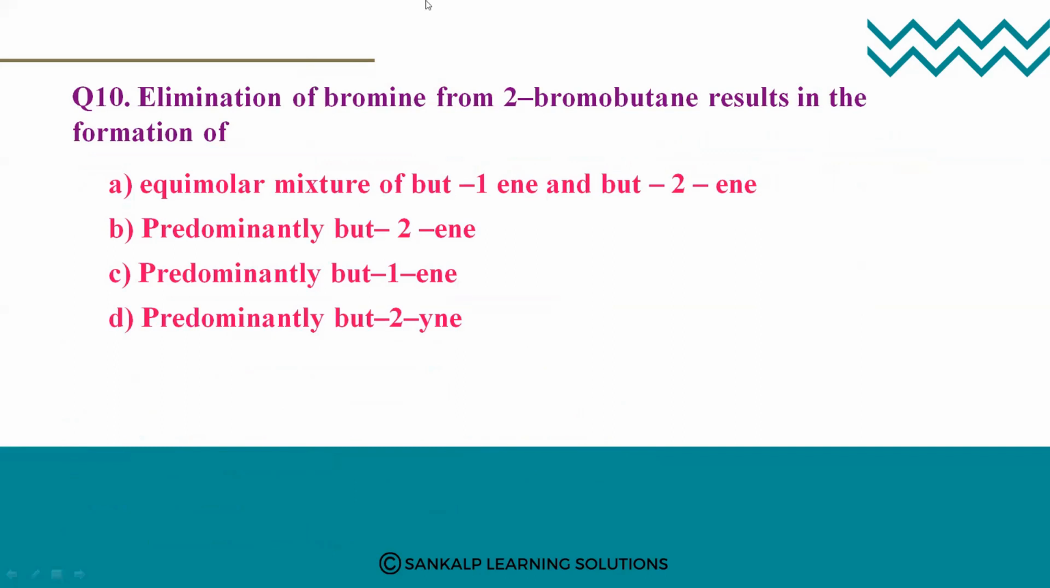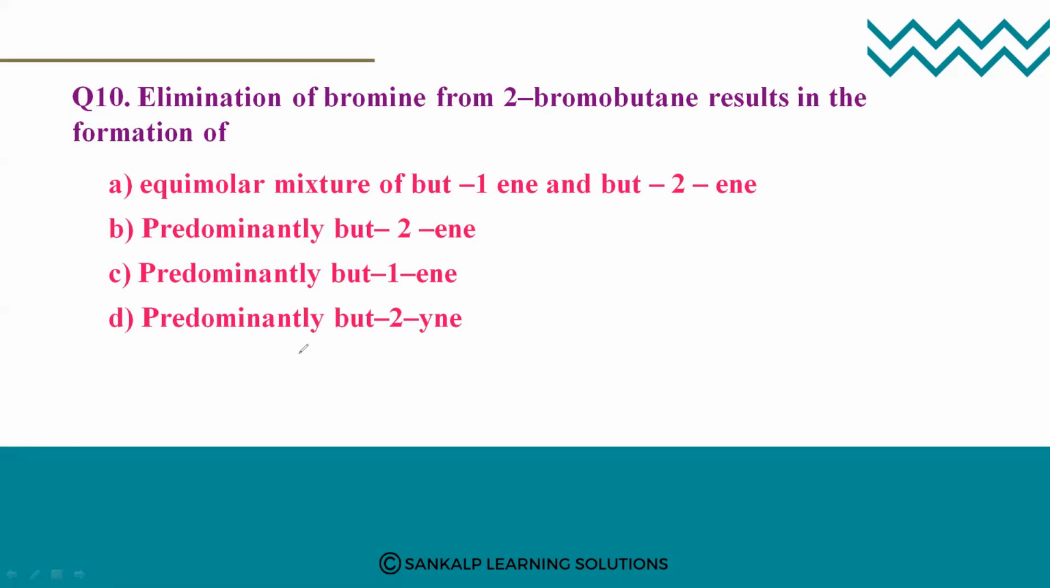Elimination of bromine from 2-bromobutane results in the formation of: A, an equimolar mixture of but-1-ene and but-2-ene; B, predominantly but-2-ene; C, predominantly but-1-ene; and D, predominantly but-2-yne. So what is the product obtained on elimination of bromine from 2-bromobutane?